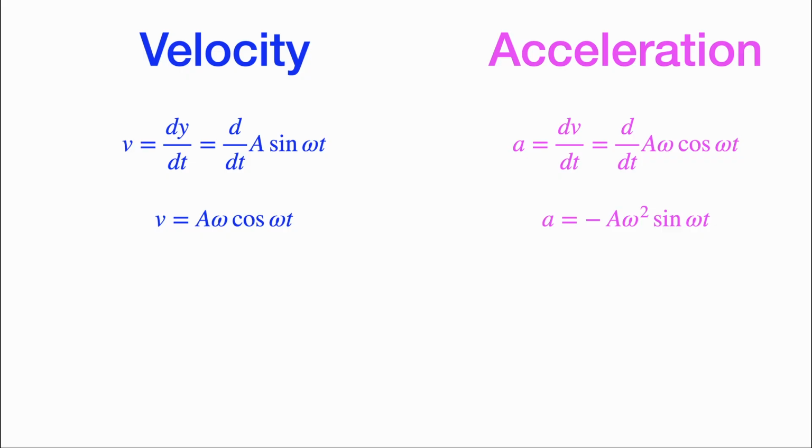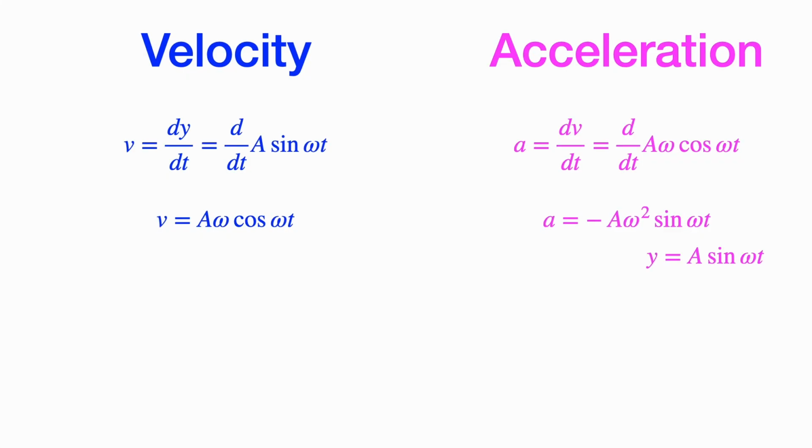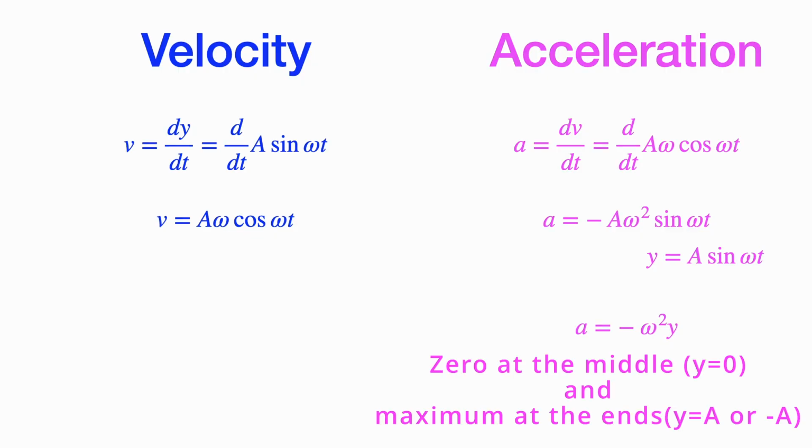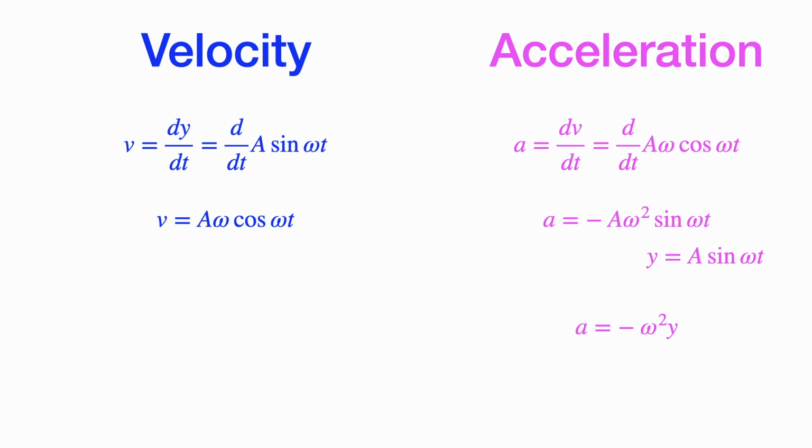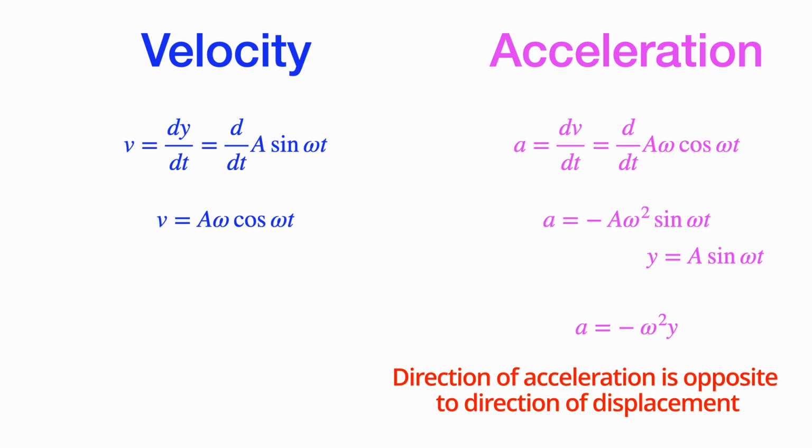But what is a sin omega t? It is displacement y. So the acceleration is simply a equals minus omega square into y. Following displacement, acceleration is 0 at the middle and maximum at both ends since it is a sine function. The direction of acceleration is opposite to the direction of displacement, indicated by the minus sign.